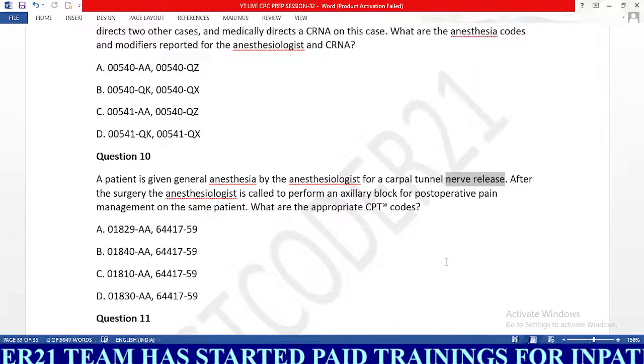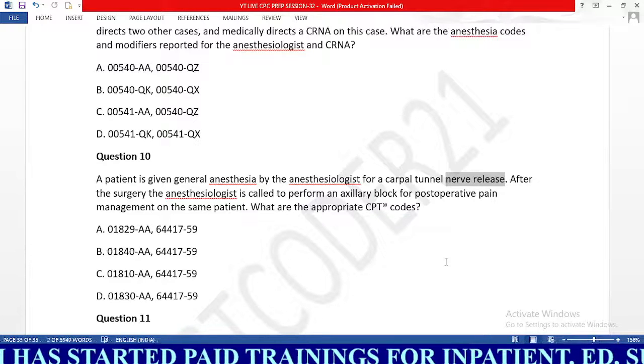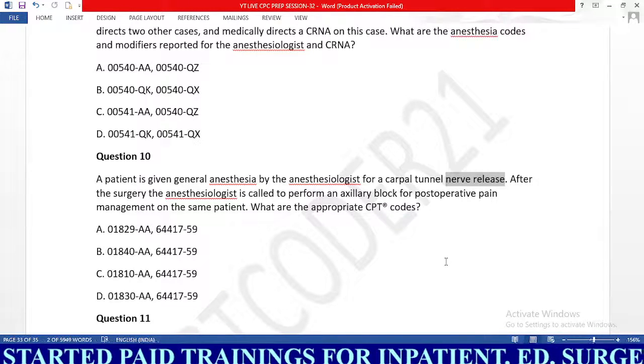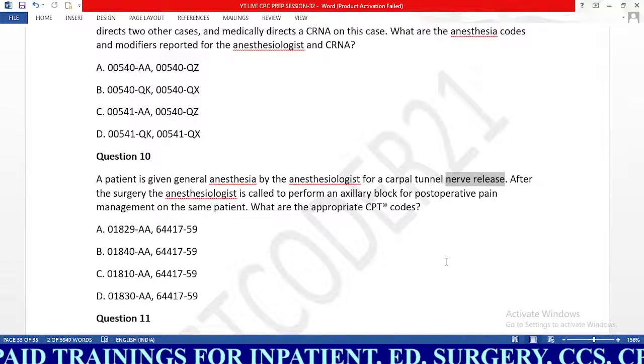So you need to check whether physician performed procedure on nerve or bone. So if it is bone, your code is correct. But here physician performed procedure on nerves, we need to code 01810.